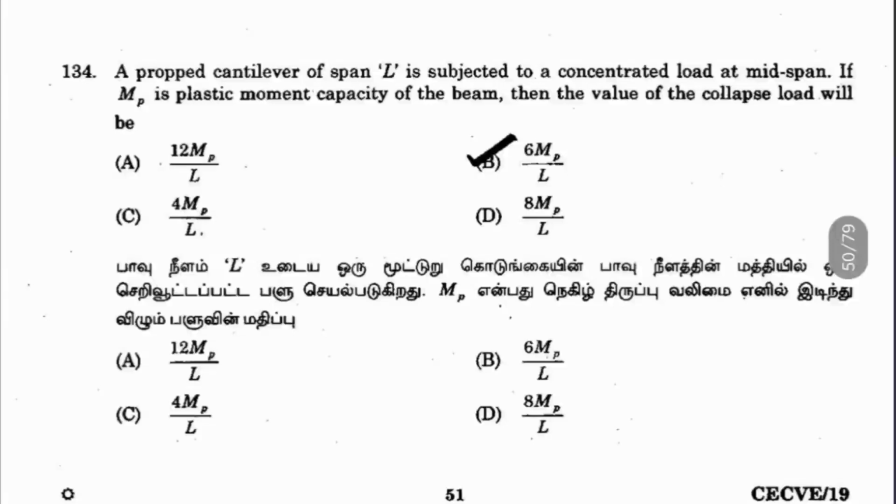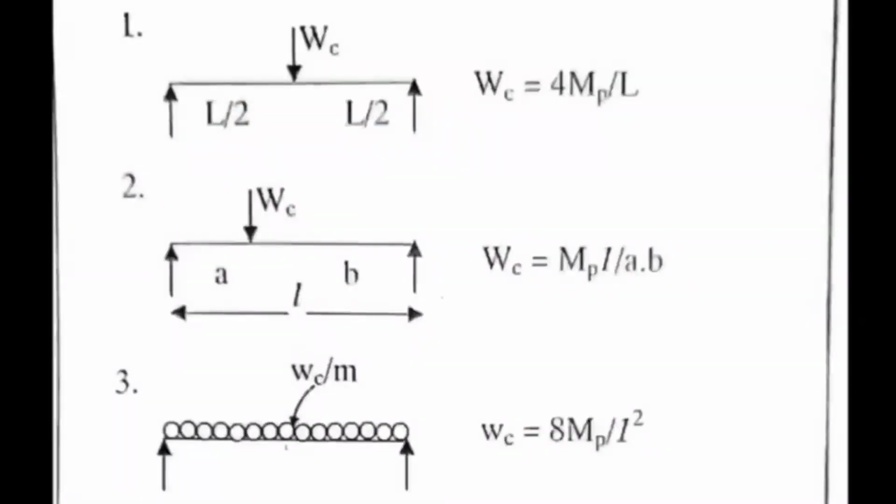There will be this MP value, this plastic moment capacity value, given for various different types of beams. So studying all those values is very important. So let us see that now. Here the first case is simply supported with the central load. So it is 4 MP by L that will be your collapse load.